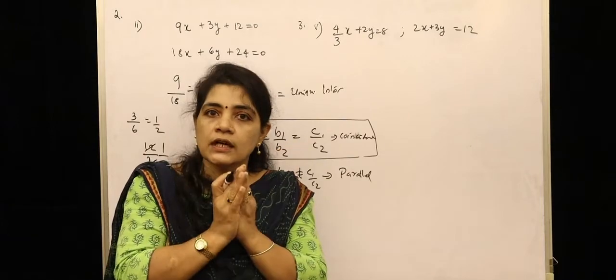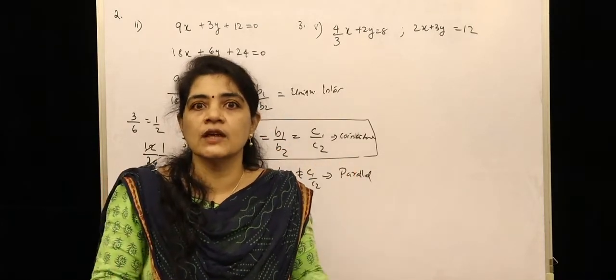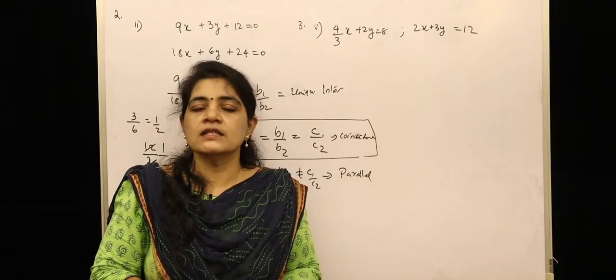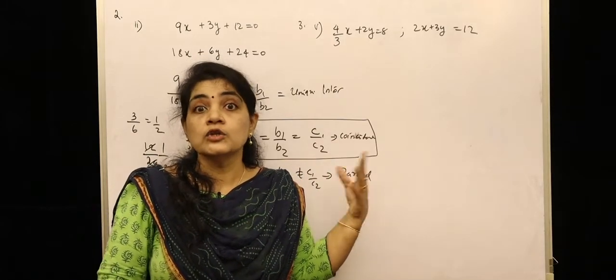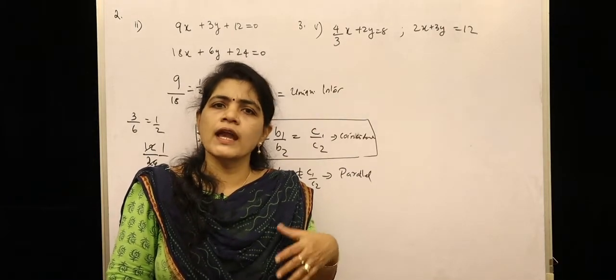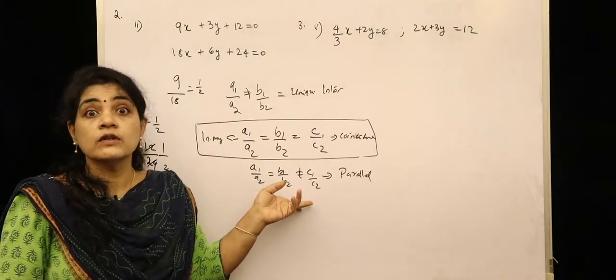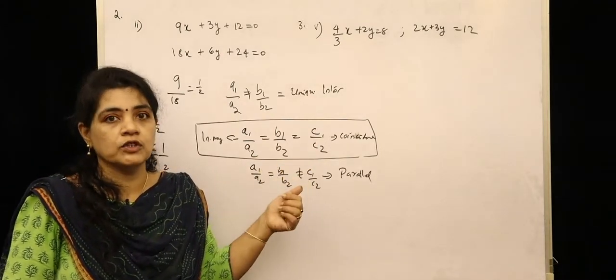That means both are the same. Both lines will be the same. The graph will be the same for both equations. This is the way you can solve the remaining two questions under question number 2, just to compare the ratios. And you can decide among these three cases which will be apt for that particular question.